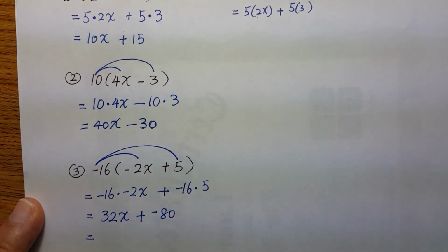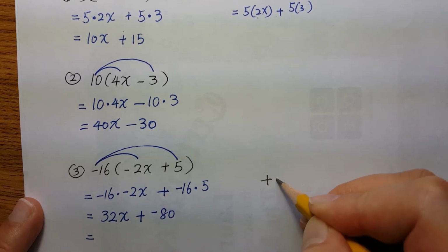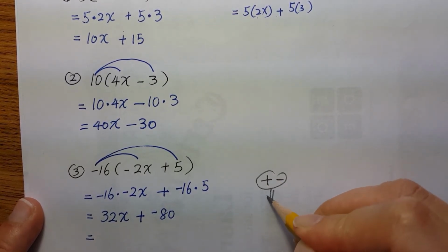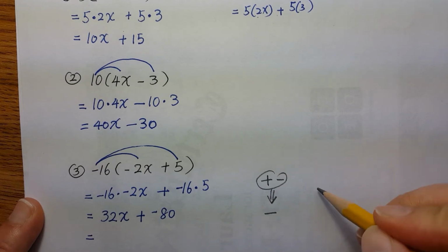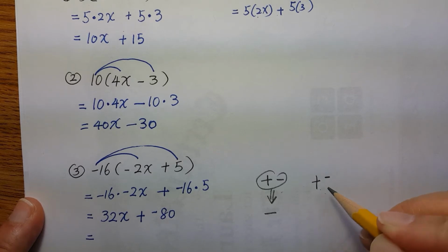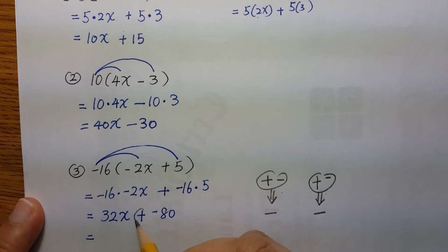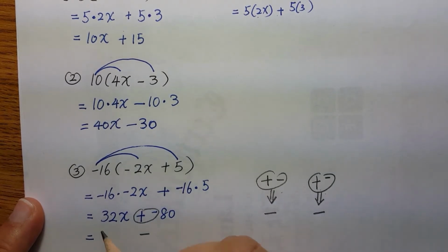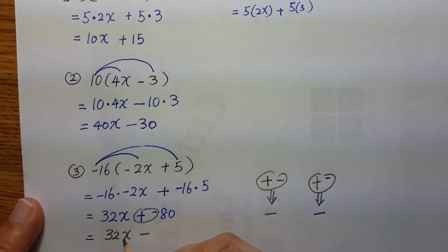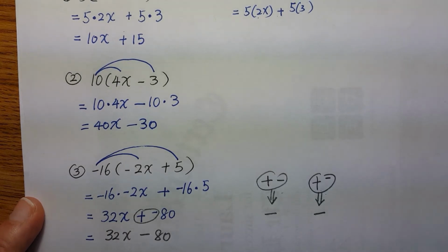We do not like to have two notations here. So we're going to refresh our memory. In the past, we said that if you have an addition and a subtraction together, they combine into minus. If you have an addition and a negative sign together, these two mean the same thing in that situation and also turn into minus. So over here, it turned into minus. So we have 32x minus 80 as the final answer. Now let's go to the next question.